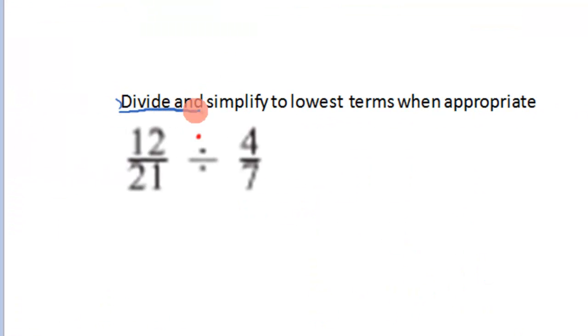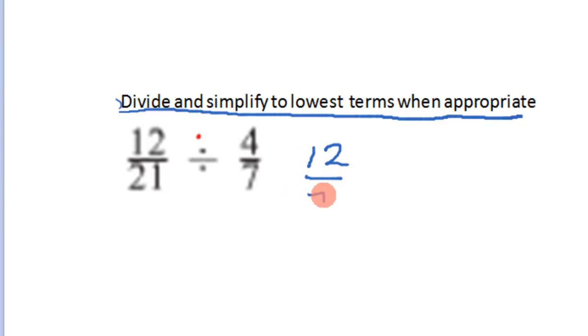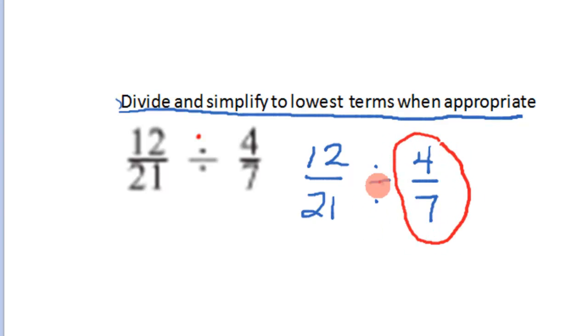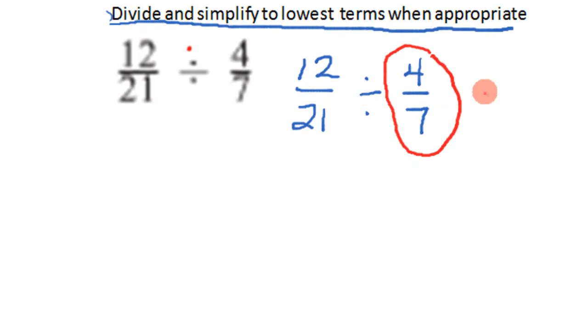Now we're going to divide and simplify to the lowest terms for each of these fractions. And we start out with the fractions 12/21 divided by 4/7. And what we're going to do is we're going to flip the second fraction. So we're going to find its reciprocal, and then we're going to change division to multiplication. So that kind of goes along with this note that we have right here.